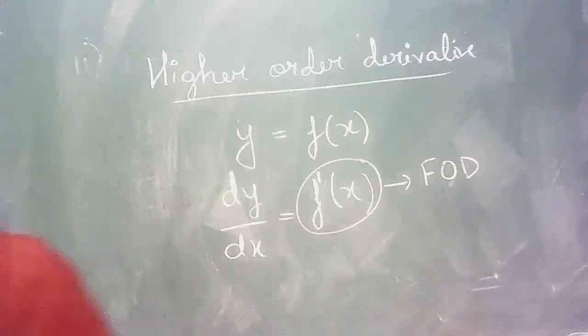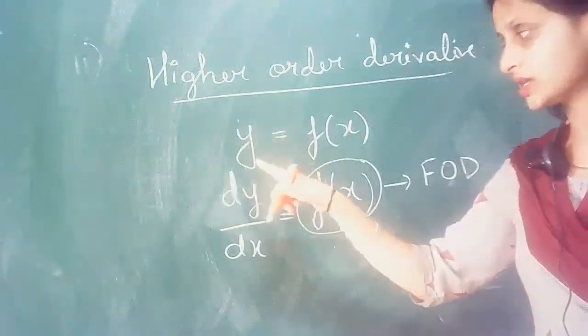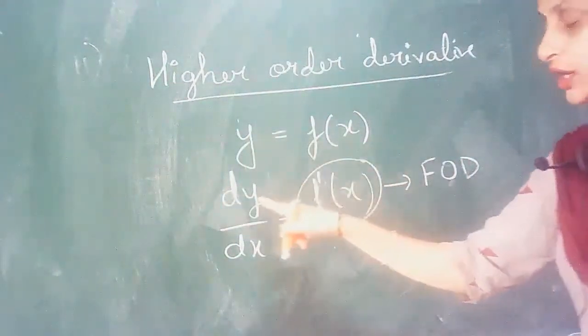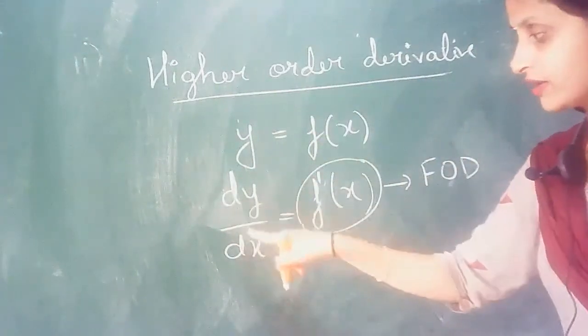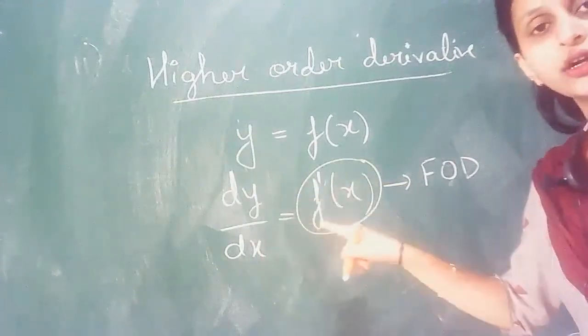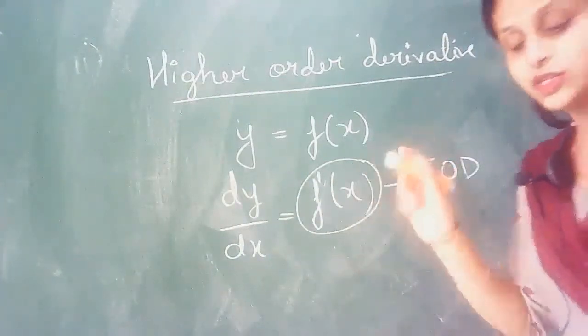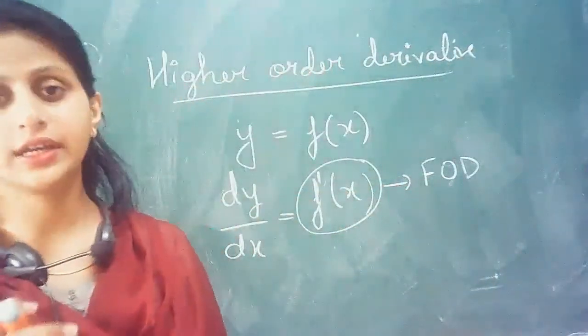Okay. So higher order derivative, let us start it once again. Suppose we have a function, say y is equal to f of x. If you are differentiating it for the first time, what you will get? You will get dy by dx is equal to f dash of x. This is nothing but the first order derivative. Right? Differentiating a function for the first time gives the first order derivative.